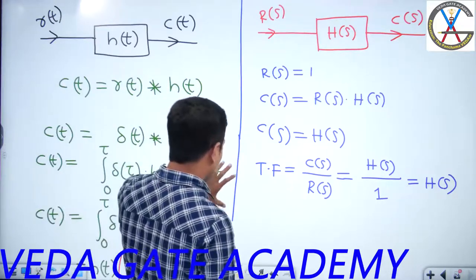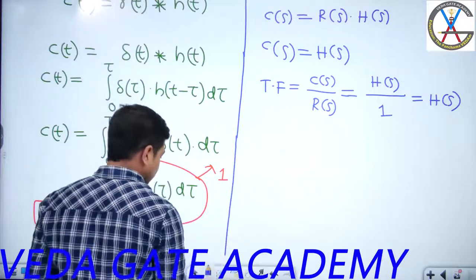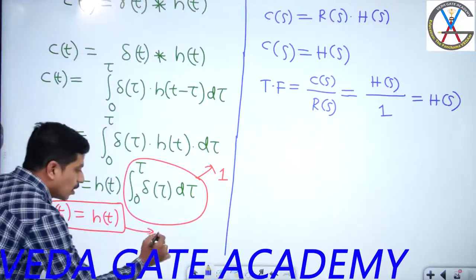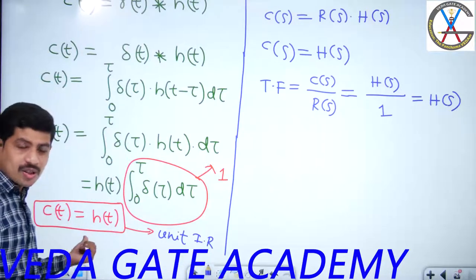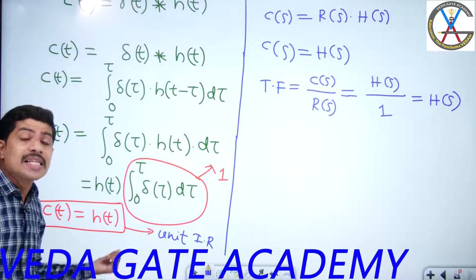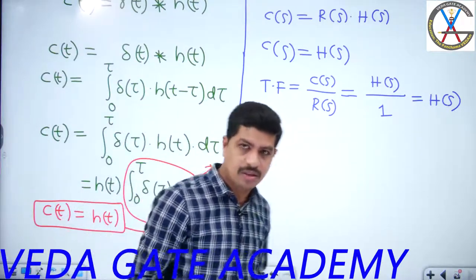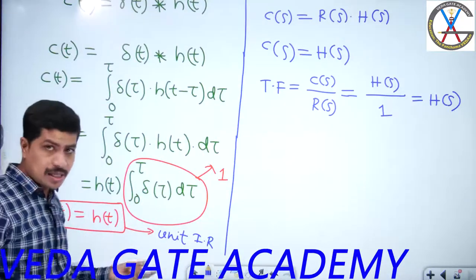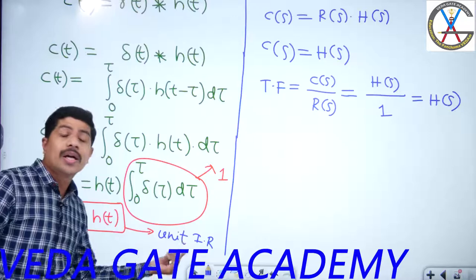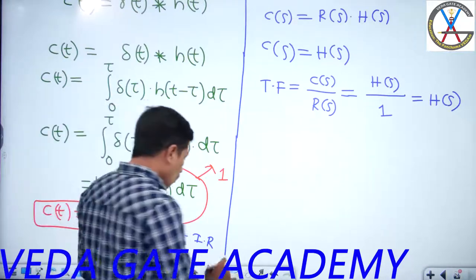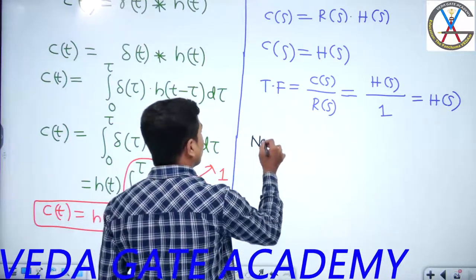One important point we have to understand here. If anyone of you got the point, please try to discuss with me. Here, this one is called what? Unit impulse response. C of T is equal to H of T, which is the response of the system when unit impulse is given as input. That's why it is called unit impulse response.